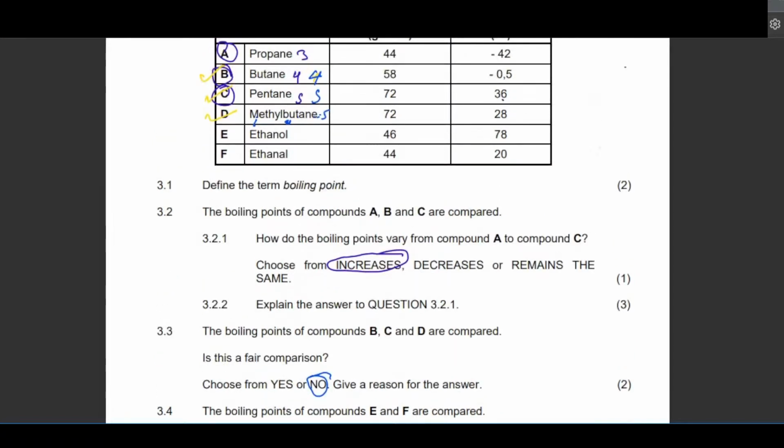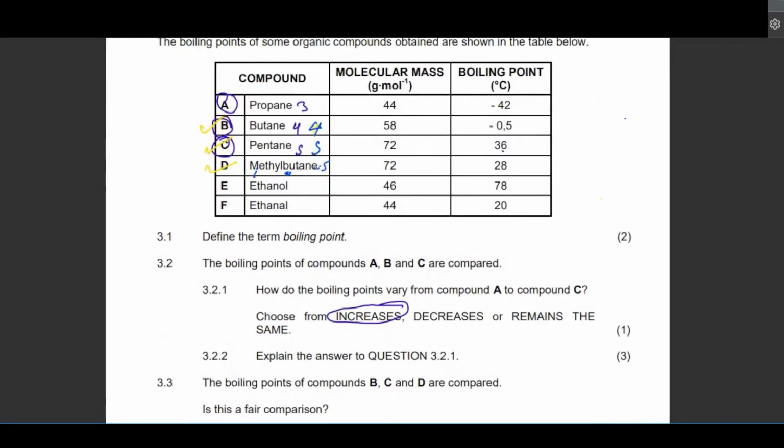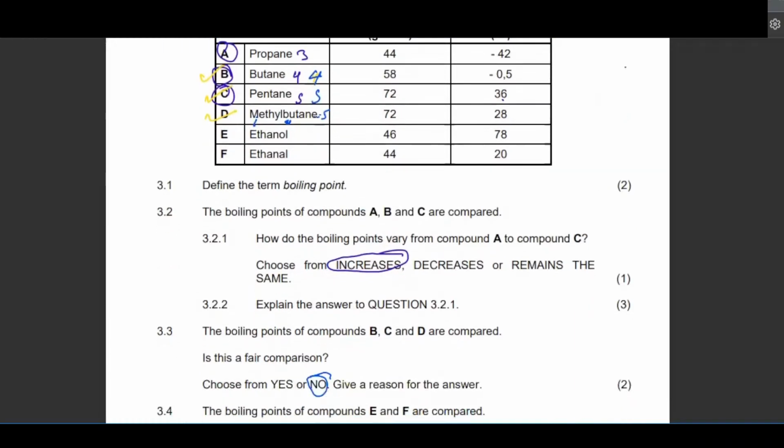That is the nature of the chain. This one is straight chain, and the other one is branched. This one is branched chain. So the nature of the chain is one, and number 2, the molar mass is also changing.